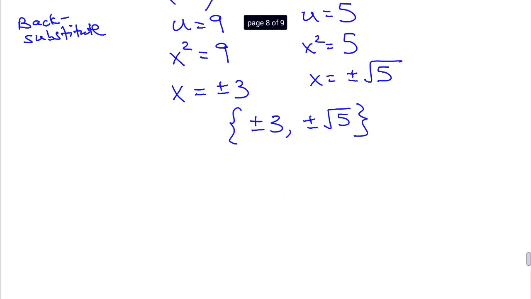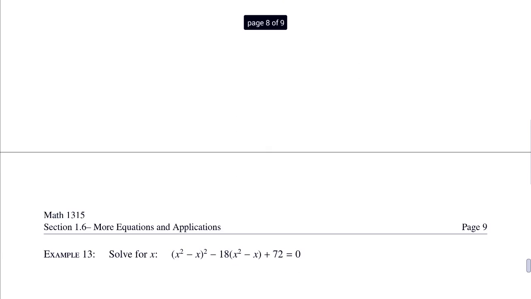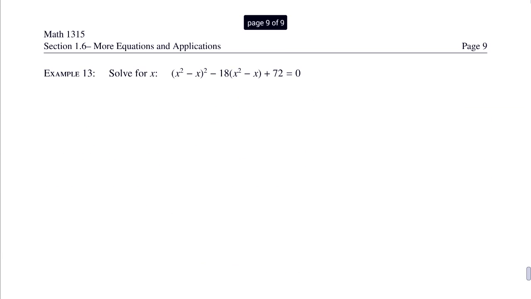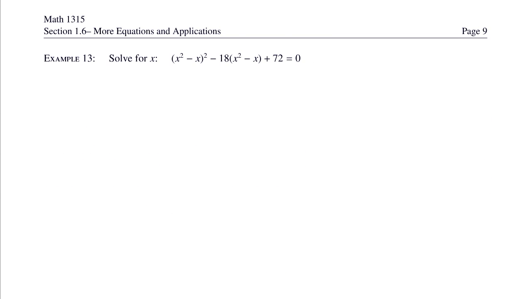Let's look at example 13. We have x squared minus x, that quantity being squared, minus 18 times x squared minus x, plus 72 equals 0. Again, this is quadratic-like because we have this x squared minus x term, and then we have that same term being squared at the beginning. And so it looks sort of like a quadratic. So let's use substitution.